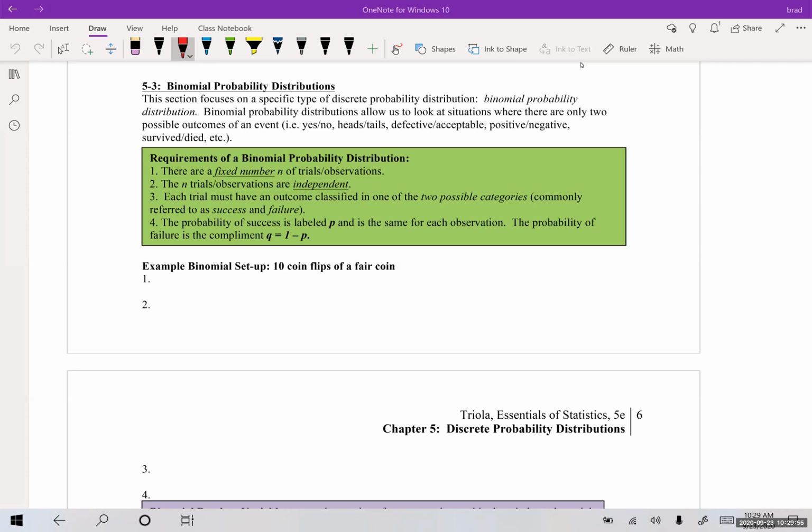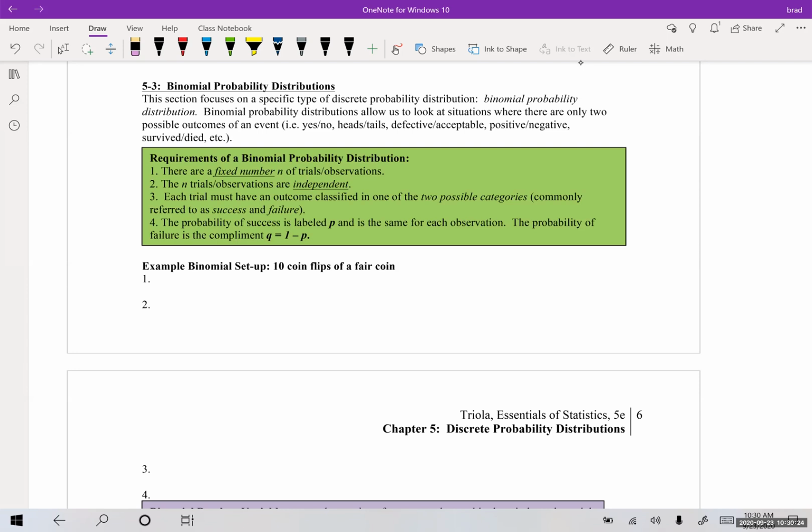So binomial probability distribution. So we're up here. It says that this section focuses on a specific type of discrete probability distribution called binomial probability distribution. So this is countable probability distribution. Binomial probability distribution allows us to look at situations where there are only two possible outcomes of an event. So yes, no, heads, tails, defective, acceptable, positive, negative, survived, died, and so on.